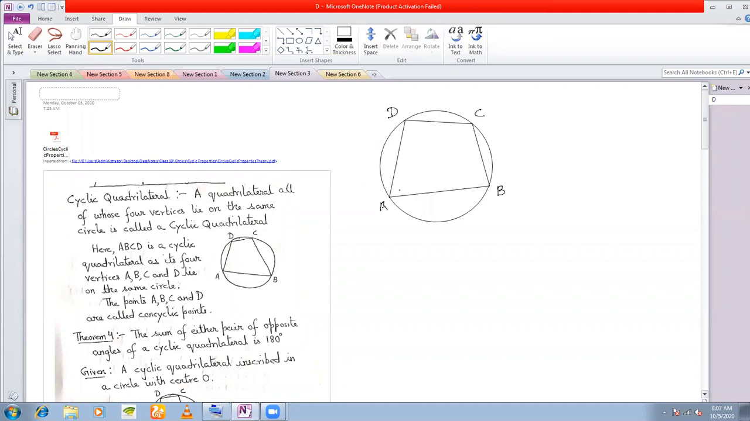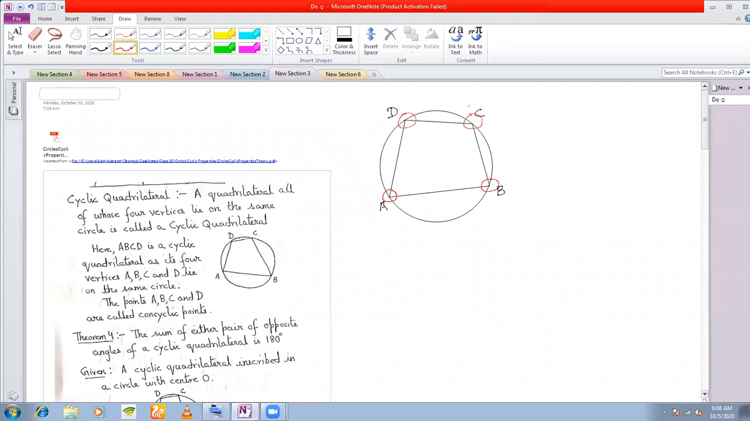If you look at the four vertices A, B, C, and D, they all lie on a circle. This vertex A lies on a circle, B, C, and D. All of them lie on a circle. If such is the case, if all the four vertices lie on the same circle, remember the keyword is same, if all the four vertices of a quadrilateral lie on the same circle, then it is called a cyclic quadrilateral.